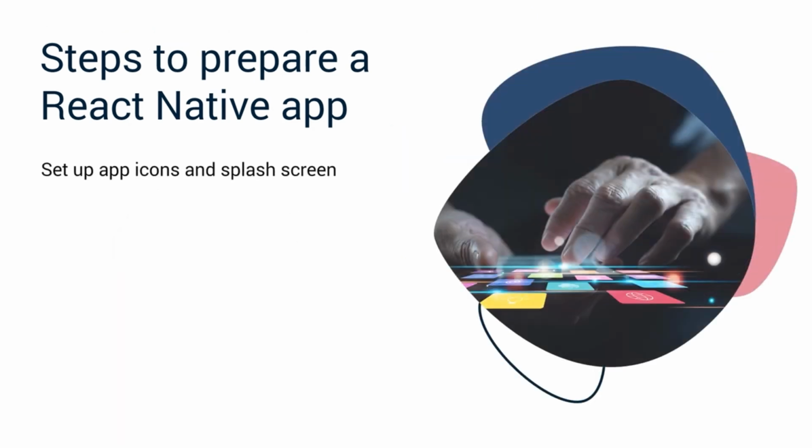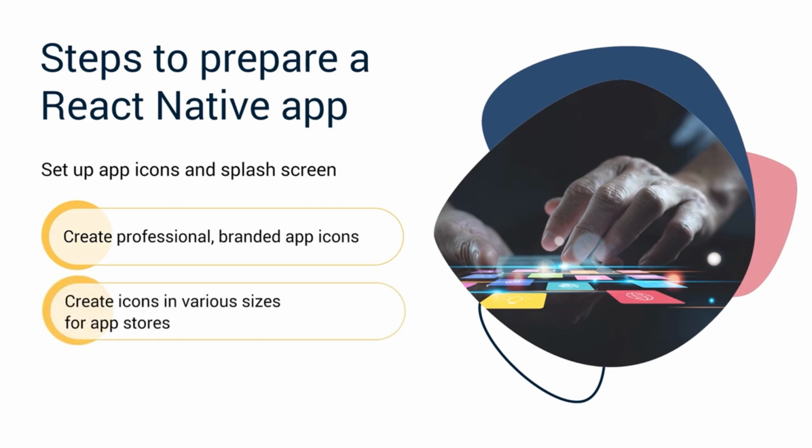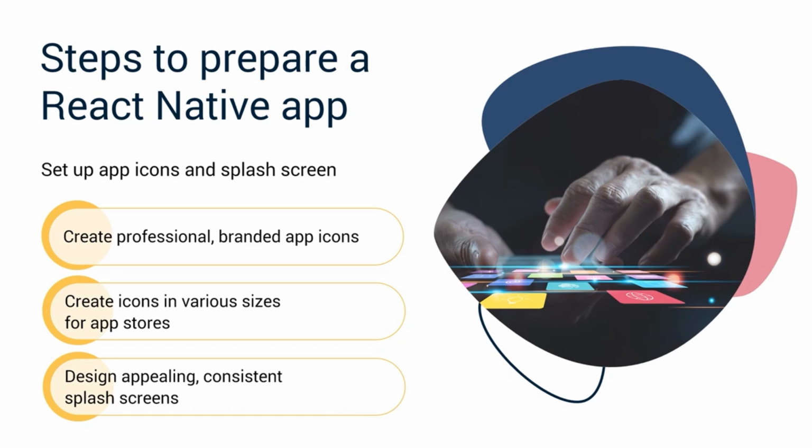Then, set up app icons and splash screens. Your app's icon is the first thing users see, so it must look professional and represent your brand well. Create your app icons in diverse sizes as required by the App Store and Google Play Store. Design visually appealing splash screens that match your branding.